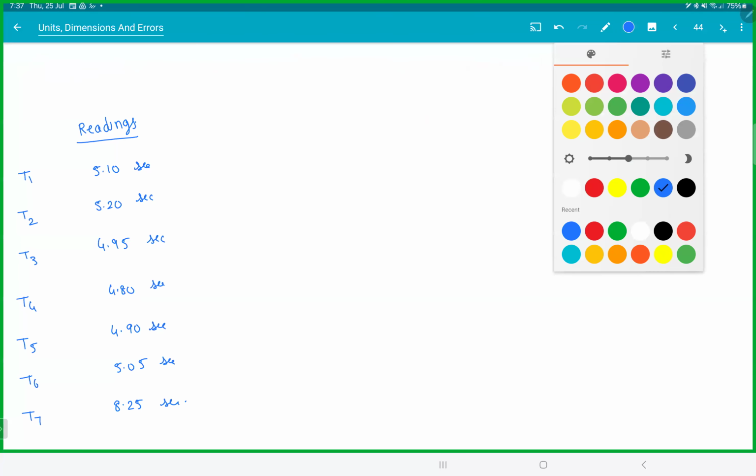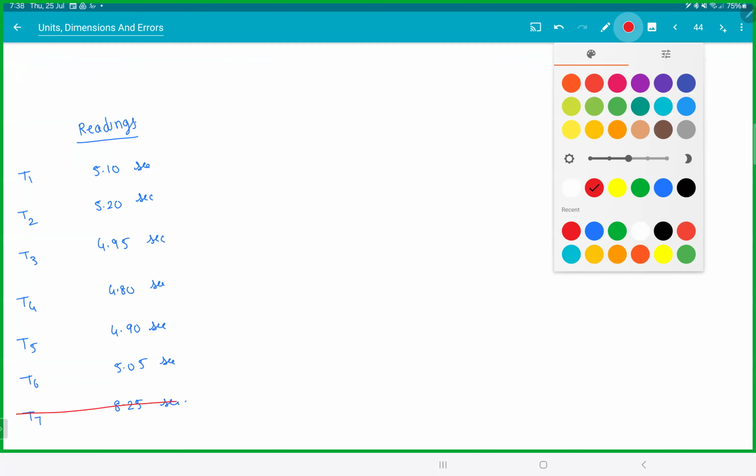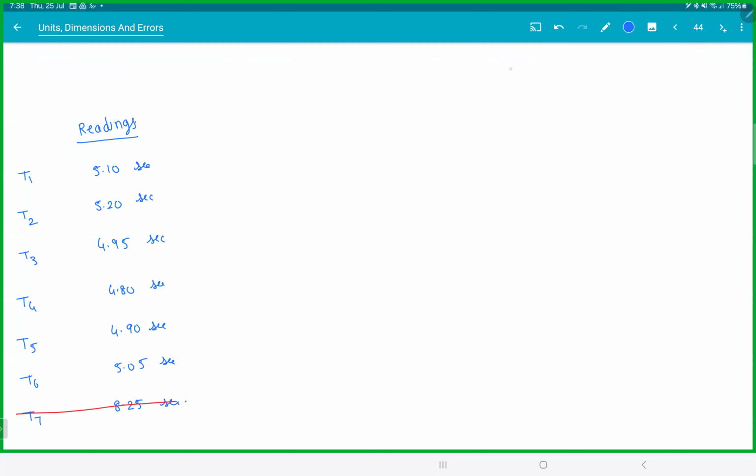First thing, ignore this one. That one is completely out of sync, so we'll ignore that. That is 8 almost. And then find the average. So T average, I gave proper values. It will come out to be 5.00 seconds, right? And then let's find the error in each.